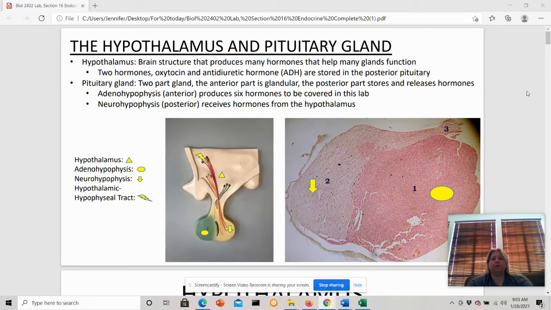All right, so we are going to go ahead and move on and start talking about the endocrine system. And for this particular video, I want to focus on the hypothalamus and the pituitary. So before we even get into the whole hypothalamus pituitary, let's talk about the endocrine system just a little bit.